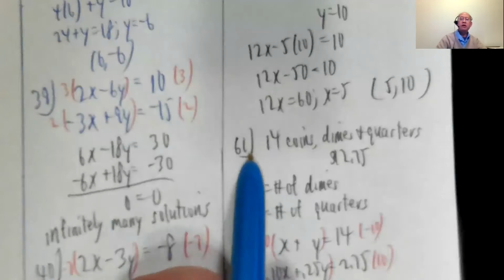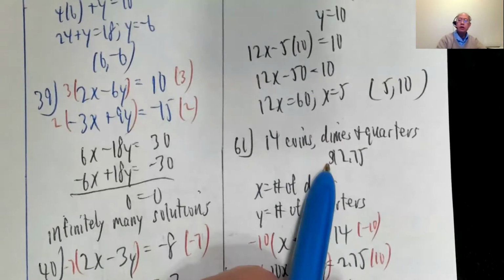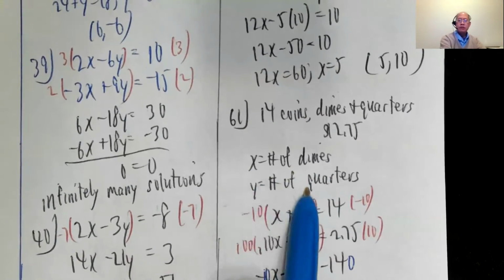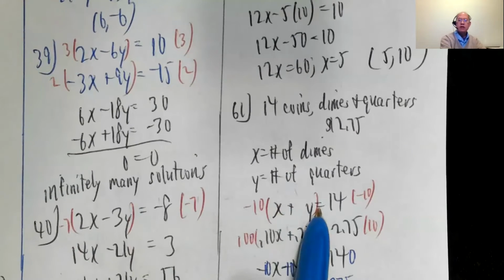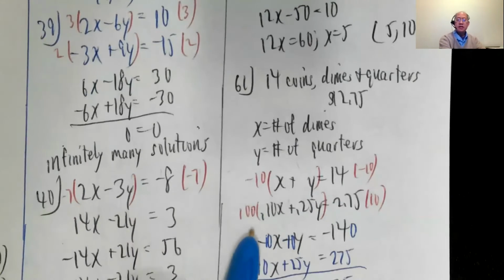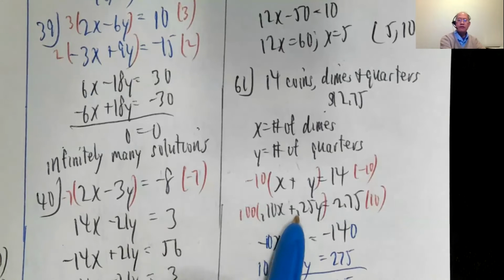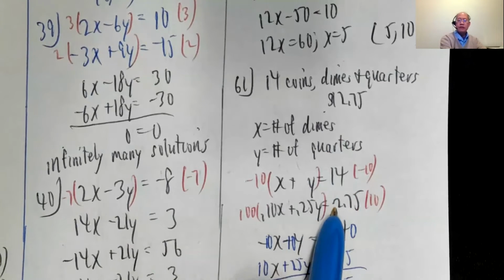Then some word problem, 61. You have 14 coins, only dimes and quarters, $2.75. So let x be the number of dimes, y the number of quarters. x plus y is 14. The worth of the dimes is 10 cents each, so 0.10x. The worth of the quarters is 25 cents each, so plus 0.25y equals 2.75.